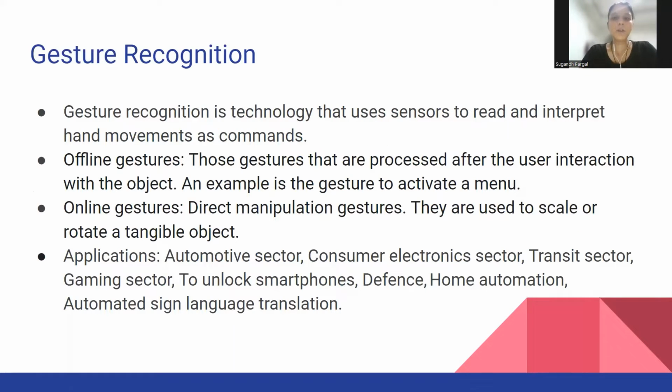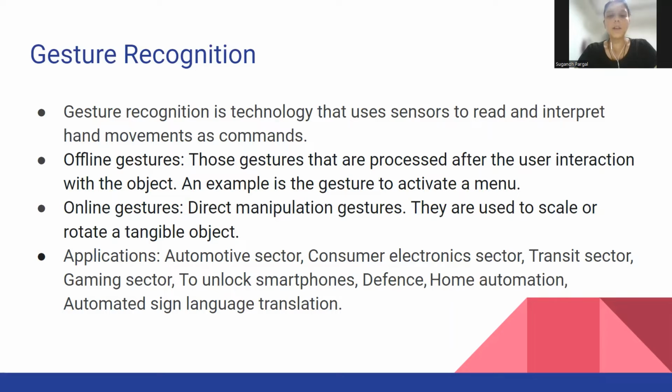Next kind of sensing technique, sensing activity, is gesture recognition. Gesture recognition is the technology that uses sensors to read and interpret hand movements as commands. The gestures can be broadly of two types. One is the offline gestures. These are gestures that are processed after the user interaction with the objects.